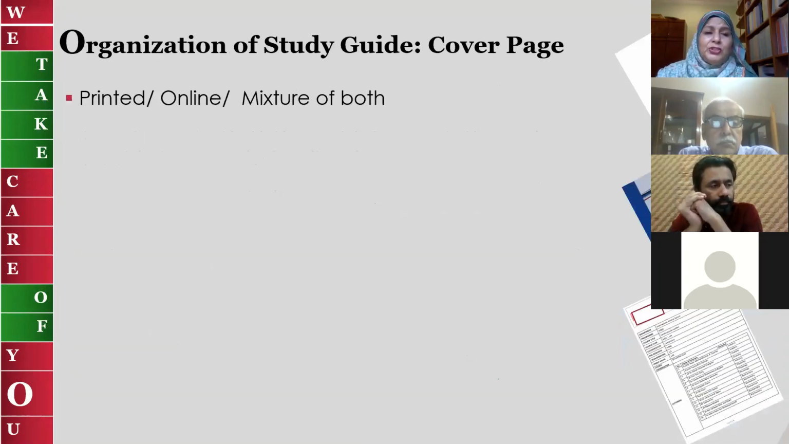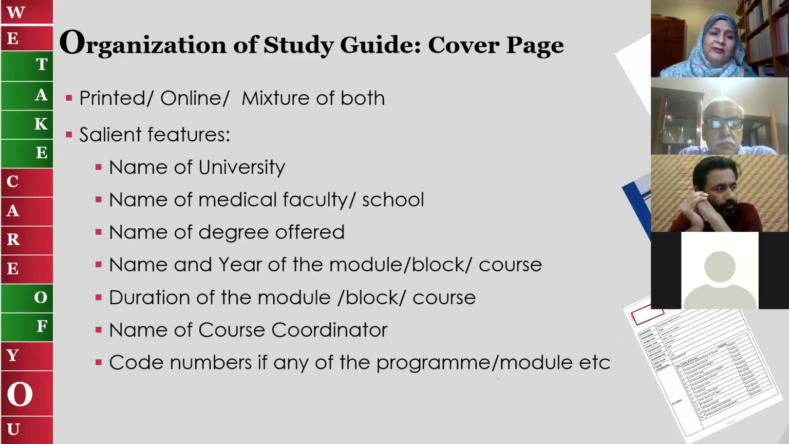The cover page is printed, online, or a mixture of both can be there. It should have salient features: the name of the university, name of the faculty or school, name of the degree offered, and name and year of the module. These are all important components which should appear on the first page, or the cover page, of the guide as a legal requirement. Practically, that is the requirement in Malaysia, and each and every university has to follow that.